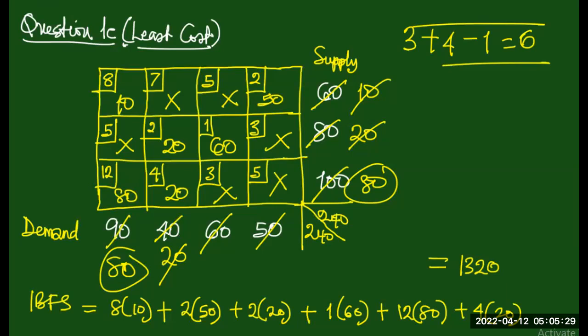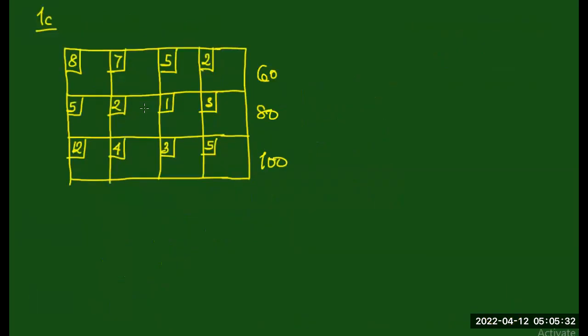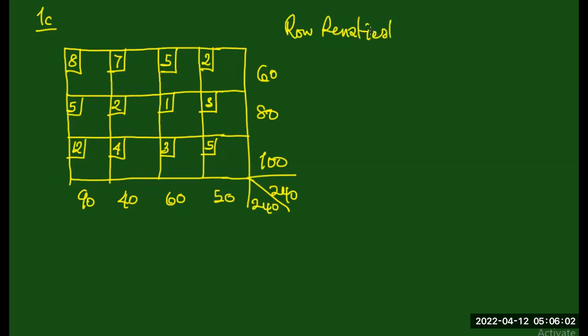90, 40, 60, 50. Okay. We've seen that it's balanced, right? It's a balanced problem: 240, 240, correct. Now, what do we do? We just find the penalty. So these would be row penalties, and the column penalties.